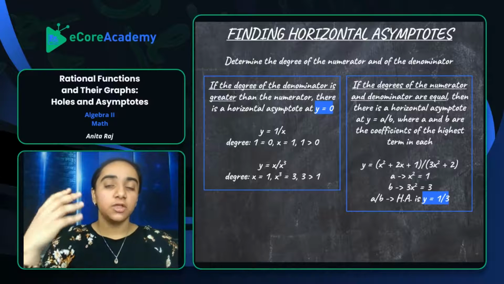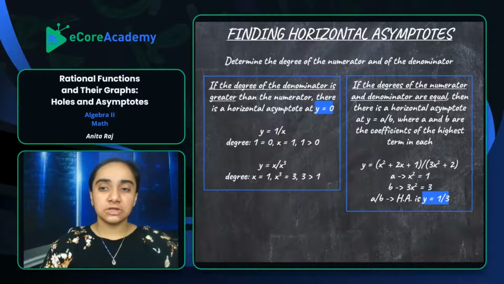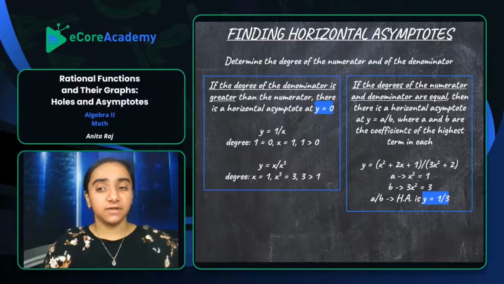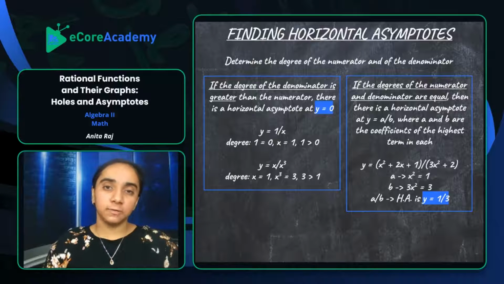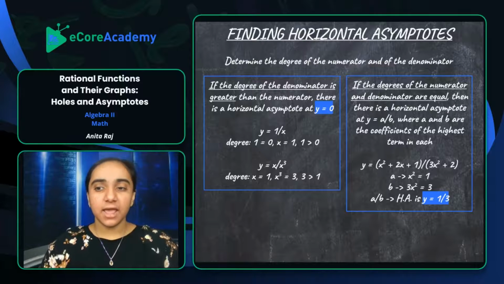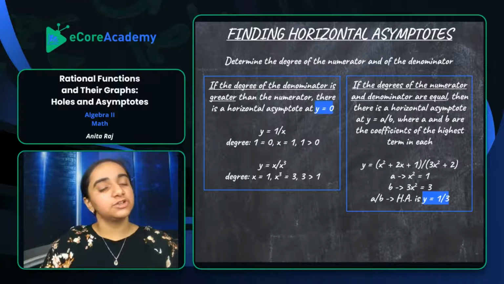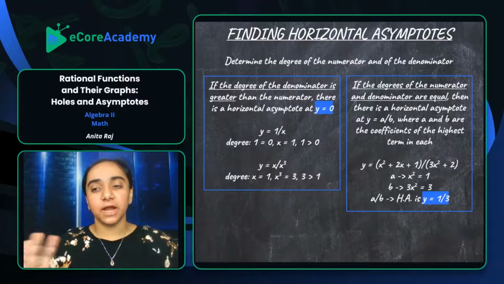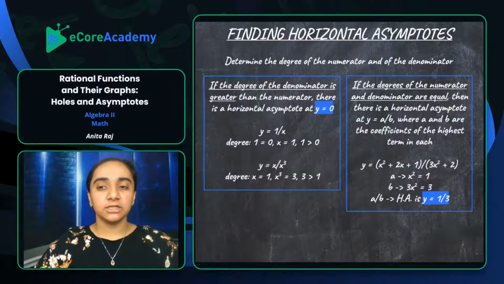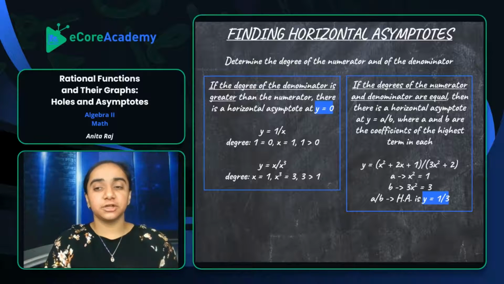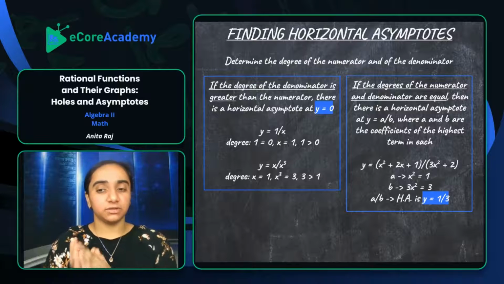In our next scenario, if we analyze the degrees of the numerator and denominator and find that they're both equal to each other, then we're going to know that there's a horizontal asymptote at y equals a divided by b. How do we determine what a divided by b is? Well, a and b are the coefficients of the highest term in the numerator and the denominator. So a is going to be the coefficient of the highest term in the numerator, and then b is going to be the coefficient of the highest term in the denominator.